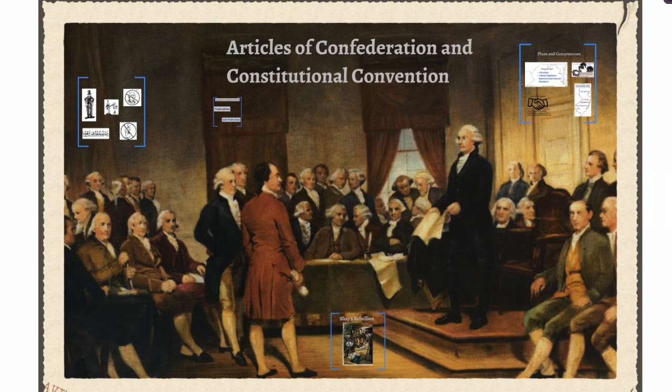So that's just a bit of a rundown on what you've learned so far with the Articles of Confederation and the Constitutional Convention. Hopefully this kind of sums up everything for you.